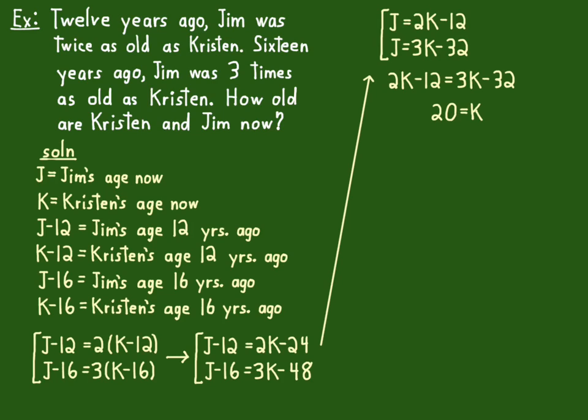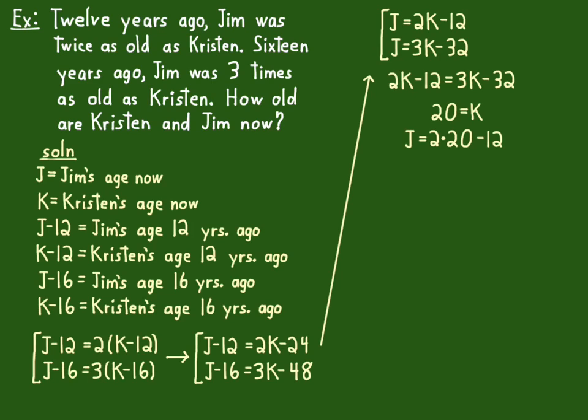So that's Kristen's age now, right? K is Kristen's age now, and that's what they asked for. But they also want Jim's age now, so I need to know what J is. How do I find that? Just plug 20 into either equation, and they should both give you the same answer. In fact, you might try both just to make sure they both give you the same answer. Otherwise, you did it wrong.